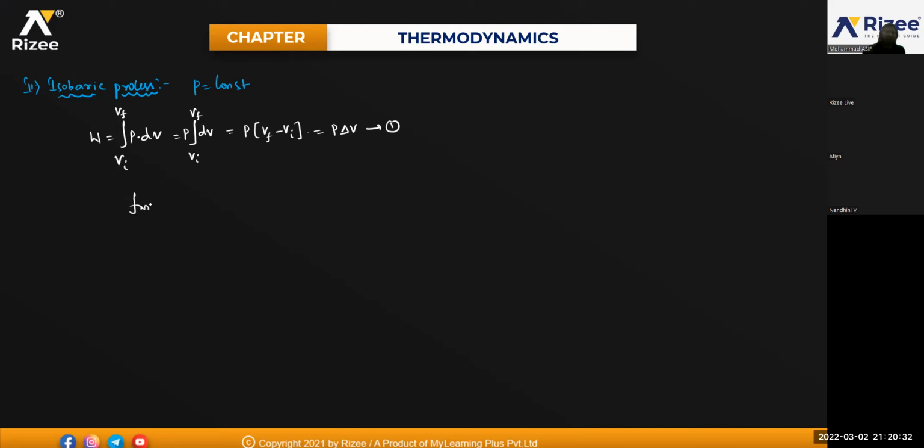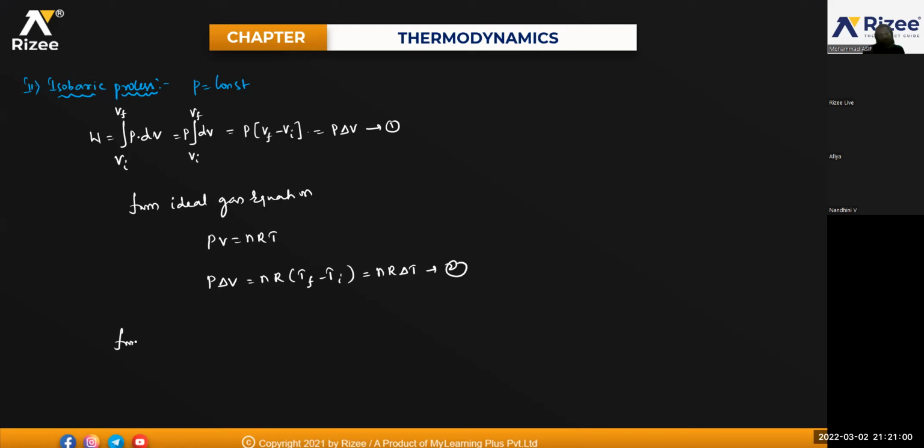So from the ideal gas equation, PV is equal to nRT. So P into delta V is equal to nR into T final minus T initial. That is nR into delta T. This is my equation number 2.